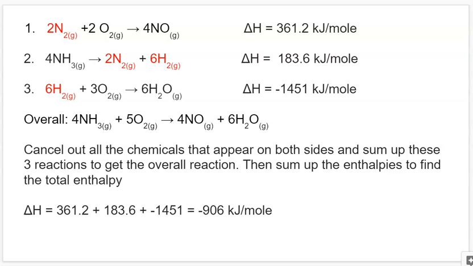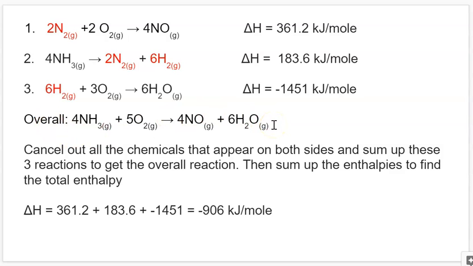So you can see here that 2N2 and 2N2 here are now on opposite sides, so they cancel out. 6H2 and 6H2 here are now on opposite sides, so they cancel out. And overall, I have 4NH3 plus 2O2 plus 3O2, so that's 5O2 overall, plus 4NO plus 6H2O on the product side. And it looks like we have done it.